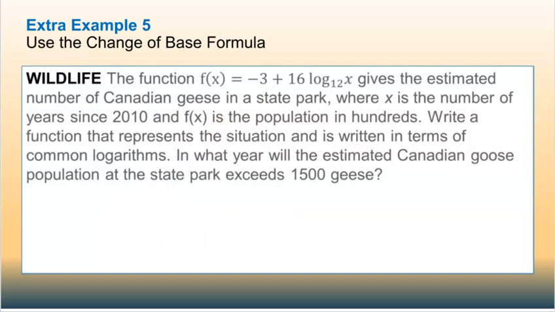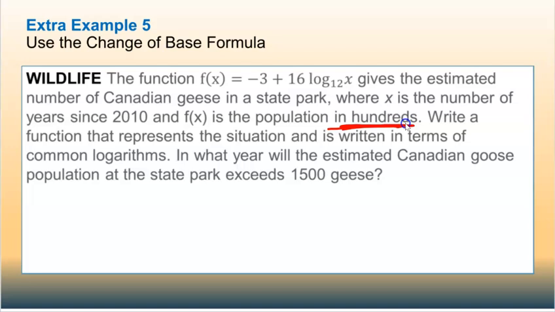And with a word problem, here it says the function f of x equals -3 plus 16 log base 12 of x gives the estimated number of Canadian geese in a state park, where x is the number of years since 2010 and f of x is the population in hundreds. In hundreds is important because when we plug our number in, we have to remember to convert that to hundreds. It says write a function that represents a situation and is written in terms of common logarithms.